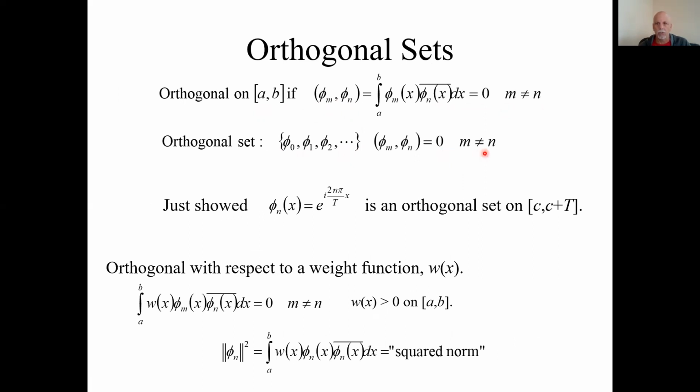As long as you're looking at two different functions in this set that are orthogonal, that's what you call an orthogonal set. So we just showed that this set of functions, here I'm switching from f to phi and from t to x, same thing here, is an orthogonal set on this interval, which means any interval of length capital T. That's what it means to be an orthogonal set.